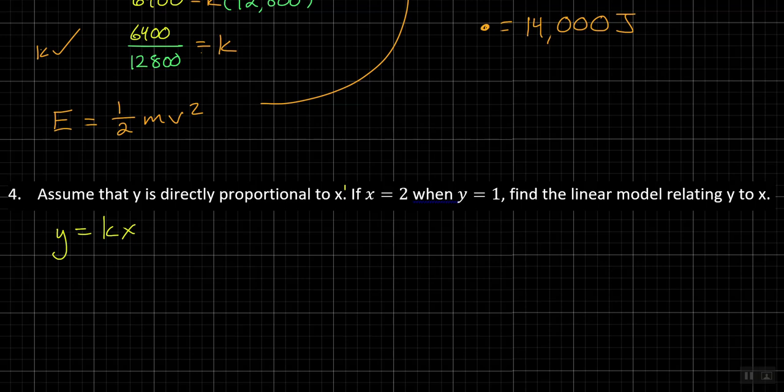What's Y? Y is 1, and I won't use yellow because that's the color I just used. Y is 1 when what? X is 2. Well, check it out. There's a Y and an X right here. Let's just plug these in. Y is equal to 1 when X is equal to 2.